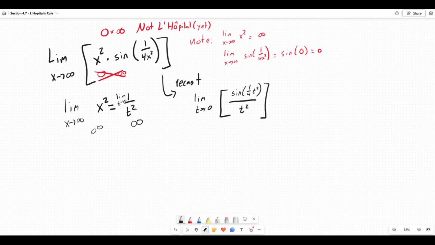Okay? This is one where as t goes to 0, let's take a quick note, the limit as t goes to 0 of t squared is 0. And the limit as t goes to 0 of sine of t squared, even if they're 1/4, also goes to 0. This is now 0 over 0. This is L'Hopitalable.